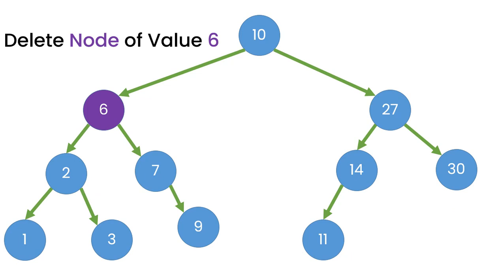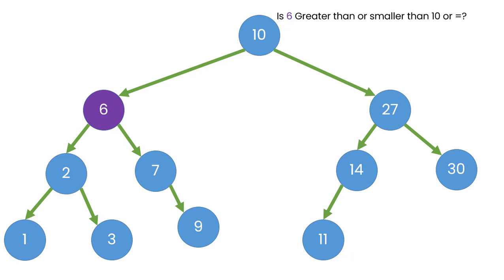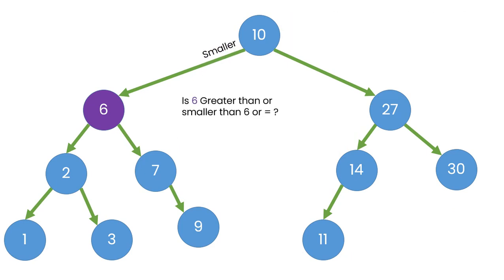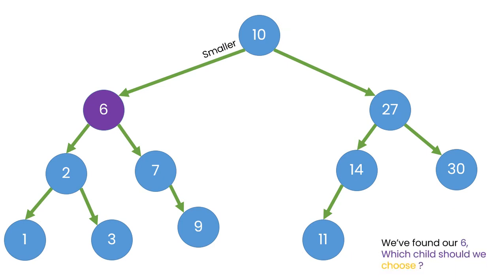What happens if we have a node with two children and we want to remove that node? In order to remove this node, we need to first find it. So we ask the same question: is 6 greater than or smaller than 10? It's smaller, so we move left, and now we have found our node. How can we remove 6 without destroying our binary search tree property?